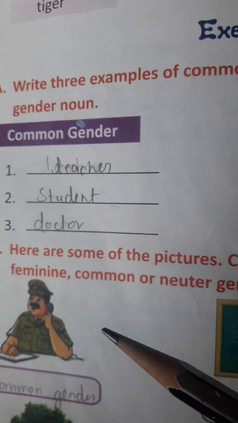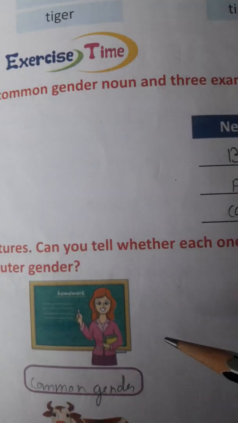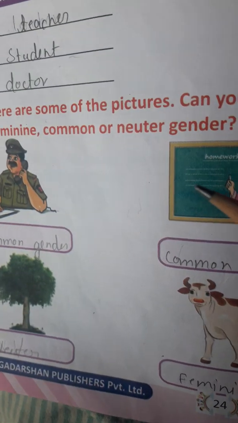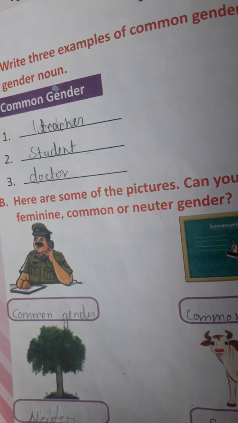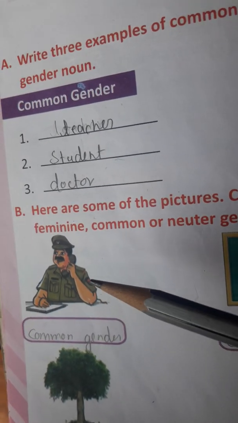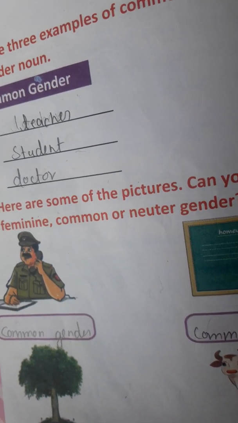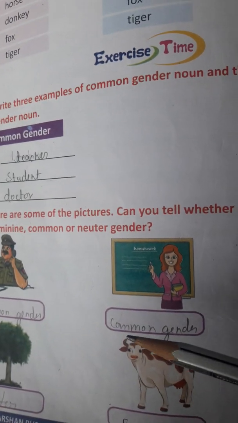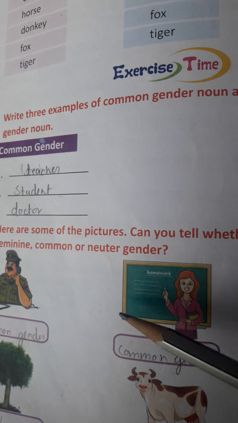Now, in exercise B, you can see some pictures are given, isn't it? So what you have to do here is identify these pictures, and say which gender they belong to. For example, the first one is the policeman, so he is the common gender. So this you have to first of all try by yourself, and later on I'll send the answers. This exercise you have to try.